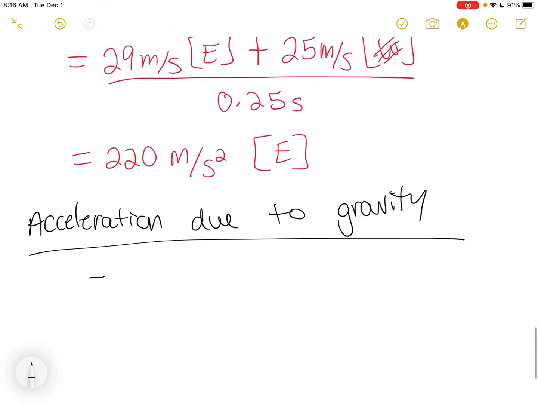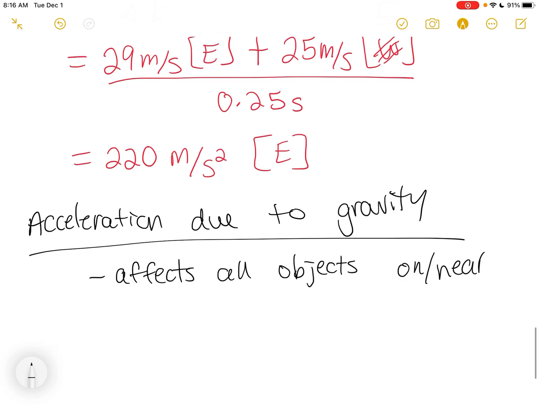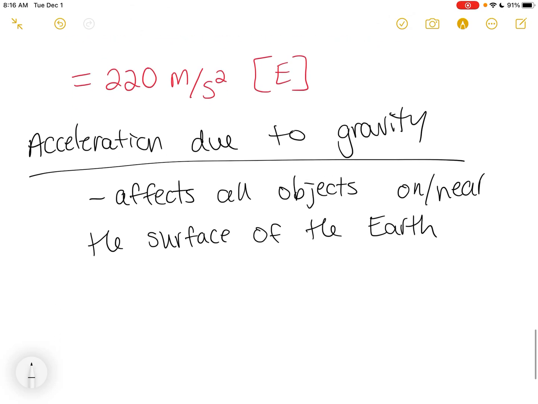So acceleration due to gravity affects all objects on or near the surface of the Earth. And with acceleration due to gravity, we are going to ignore air resistance.